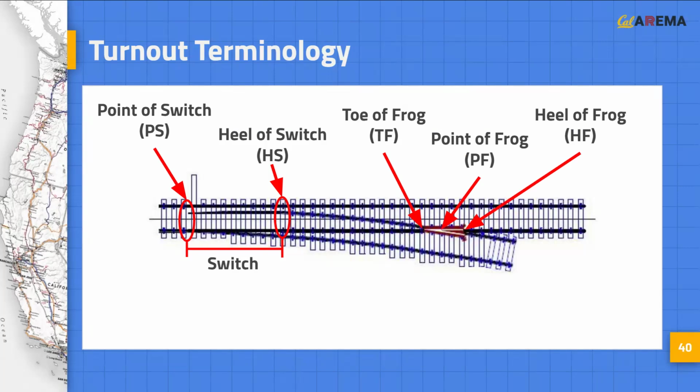The heel of frog, or HF, is the joint location behind the frog. Finally, the last long tie, or LLT, is the location of the last single tie that supports both straight and diverging movements. Technically, the turnout is defined from point of switch to heel of frog, but we often include all track work up to the last long tie as part of the turnout.